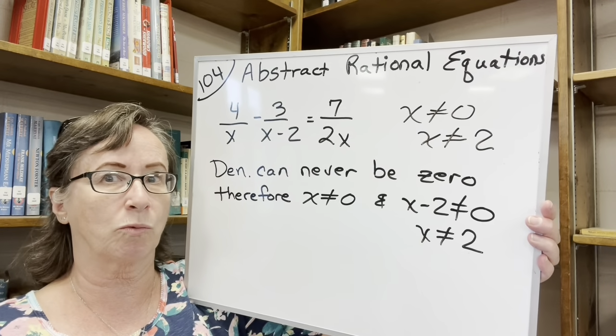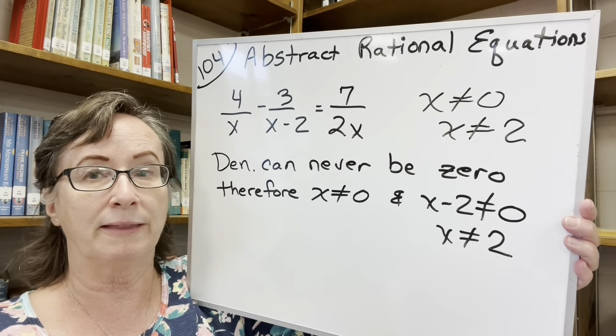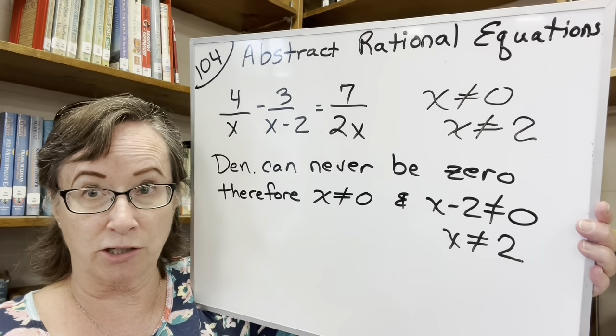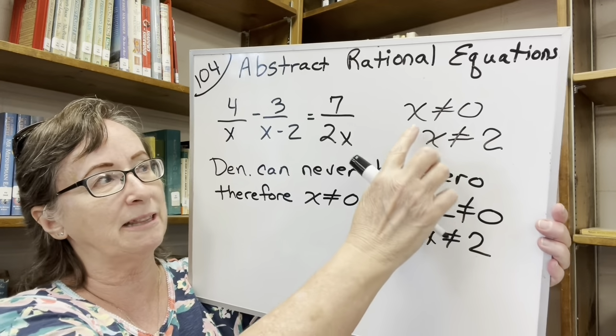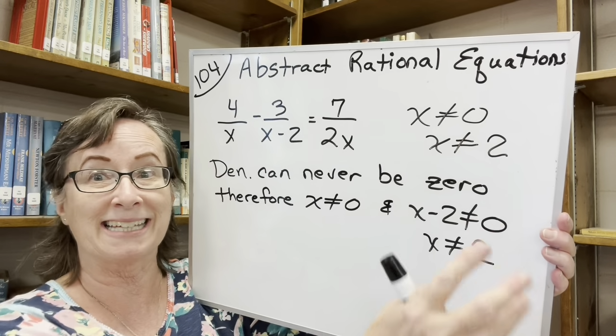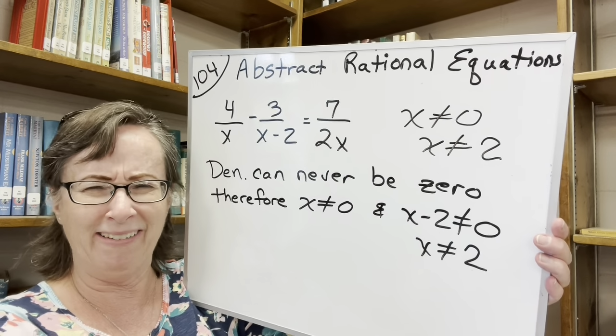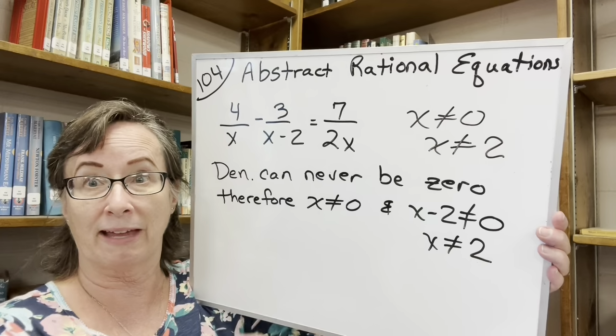Now we're going to start working with the abstract rational equations, and you're going to see the same principle. You'll see them say that two things can't be zero. You know, why did they do that? Well, this is the reason that they did it.